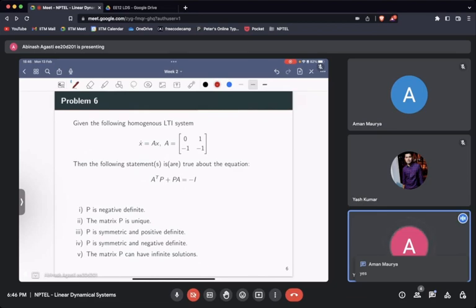Okay. Then we have, given the following homogeneous LTI system, X dot equal to Ax with A given as this, the following statements are true about the equation. We have this A matrix, and we say that A transpose P plus PA is the negative of identity. This equation is satisfied for what kind of P? That is what we want to find out.